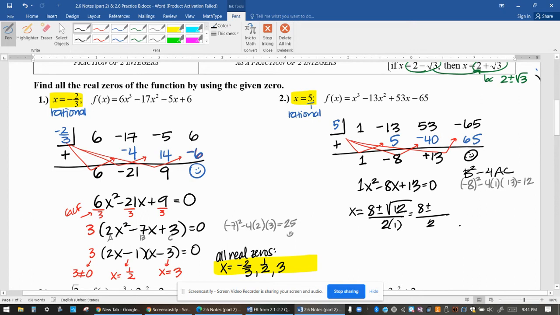Square root of 12 reduces to 2 root 3 because square root of 12 is root 4 times root 3, and that becomes 2 root 3. Okay, then we're going to reduce and get 4 plus or minus 1 root 3.